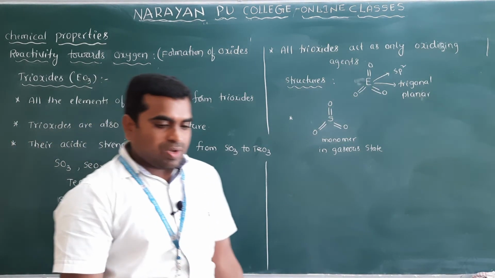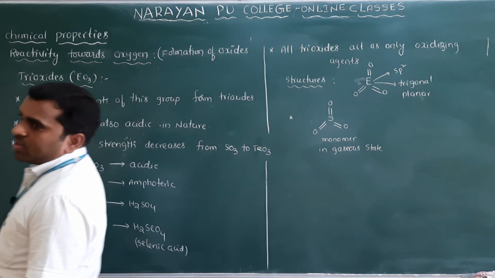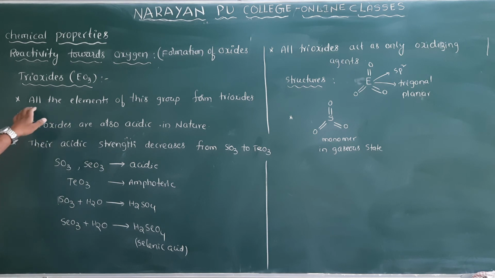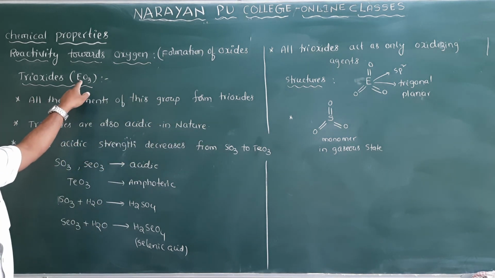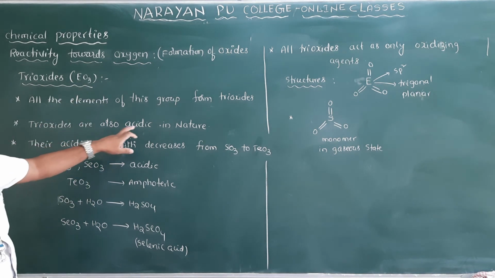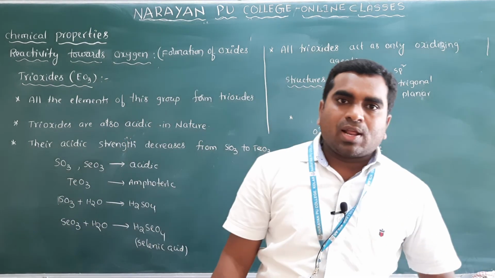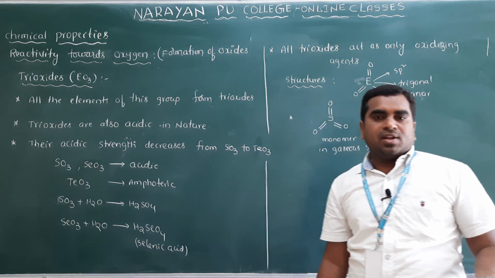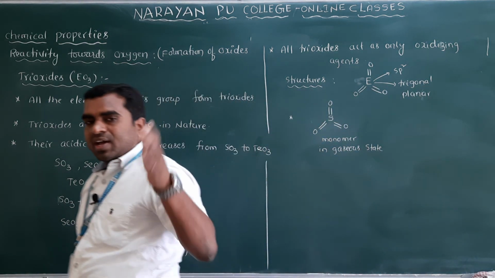So dioxides we have completed. Now trioxides. Clear ma? See some points here I have written. All the elements of this group form trioxides of the formula EO3. Clear ma? So next one, trioxides are also acidic in nature, because I already said non-metal oxides are mainly acidic in nature. Clear ma? But acidic character changes.